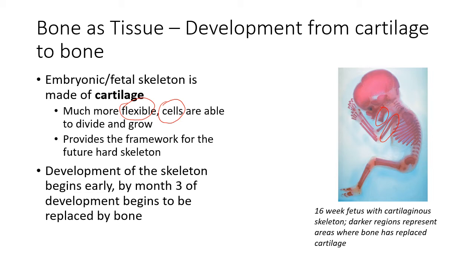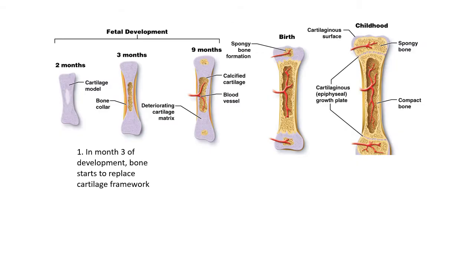I actually want to look at the process of how that happens. I've given you this blank diagram that shows the replacement model, where we start with cartilage but replace that with bone, starting in fetal development all the way through childhood. Again, notice that at month 2 here on the left, all of the skeleton is completely cartilage. So we have this framework that is setting the stage for where bone can appear. By month 3 of fetal development, bone is going to start replacing that framework. And specifically, it's going to create a structure called the bone collar.